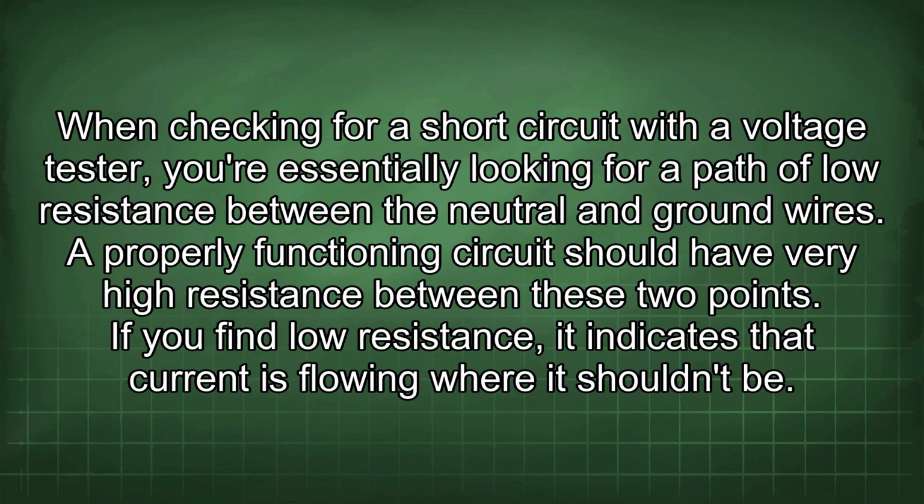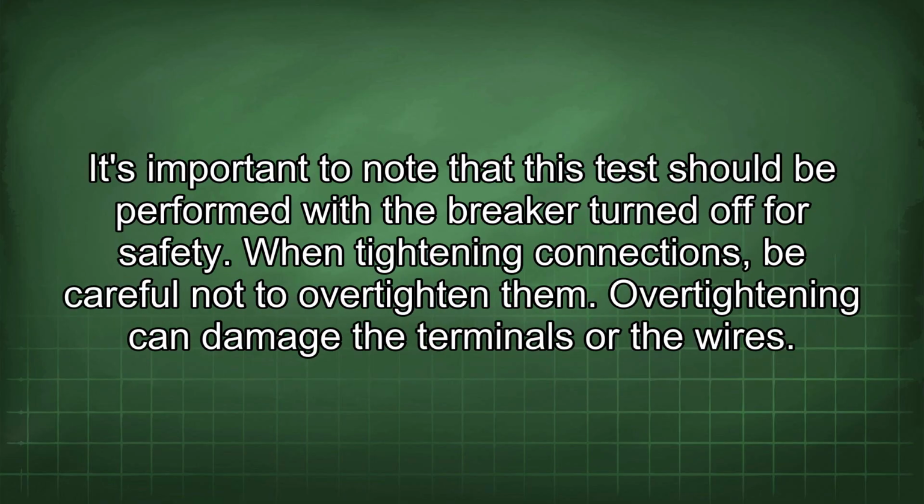When checking for a short circuit with a voltage tester, you're essentially looking for a path of low resistance between the neutral and ground wires. A properly functioning circuit should have very high resistance between these 2 points. If you find low resistance, it indicates that current is flowing where it shouldn't be. It's important to note that this test should be performed with the breaker turned off for safety.